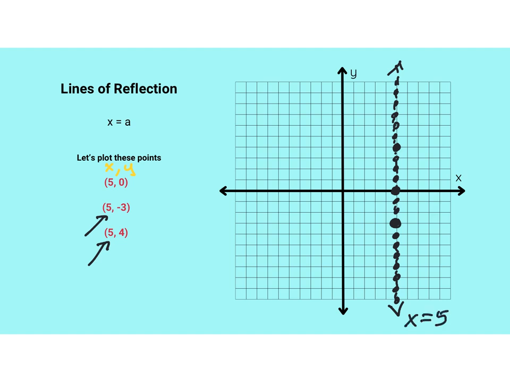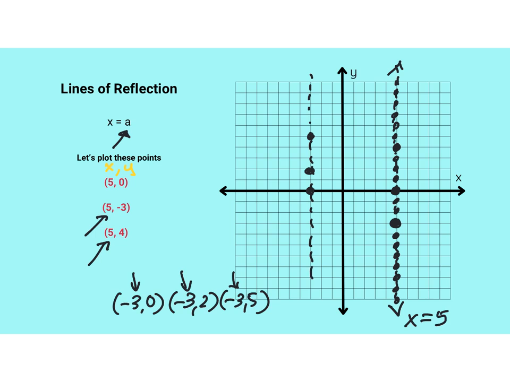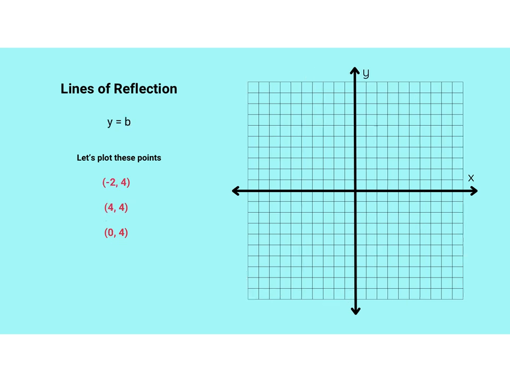We routinely say x equals a, meaning it can be any number. So if I were to plot the points -3, 0, -3, 2, and -3, 5, all the x's are -3. So you could plot them and you would say, oh, that would be this line of symmetry or this line of reflection, and I would call it x equals -3. So that's one line of reflection we could look at as an x equals something. It's a vertical line.